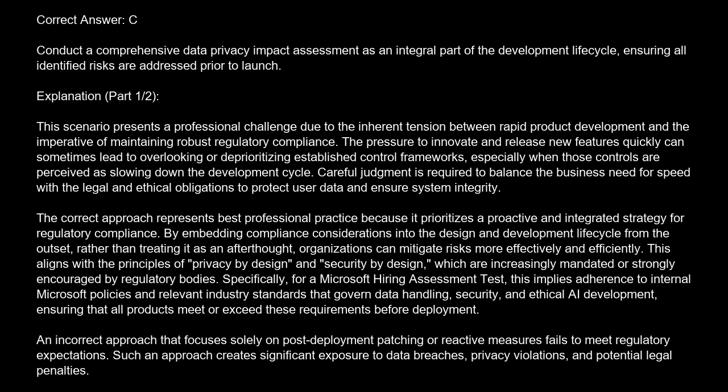The correct answer is C. Conduct a comprehensive data privacy impact assessment as an integral part of the development lifecycle, ensuring all identified risks are addressed prior to launch.